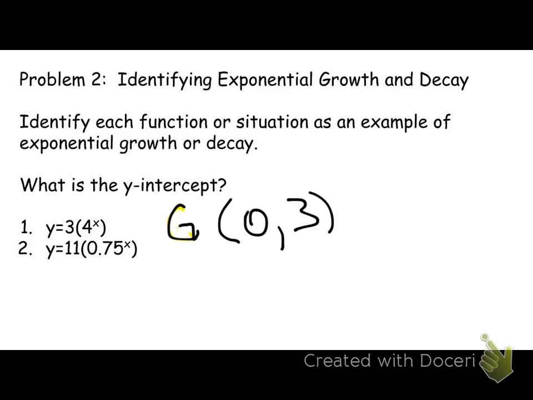Y equals 11 times 75 hundredths to the x. I'm going to ask Matthew Sweeney, growth or decay? And the y-intercept is? Look, what was Jason's y-intercept? 0. Perfect. Questions on problem 2?